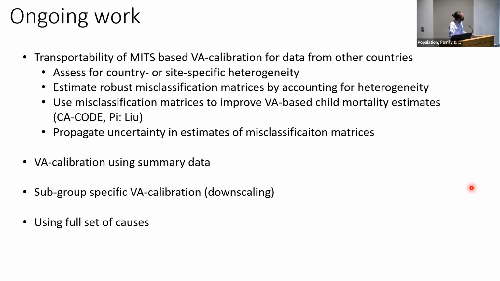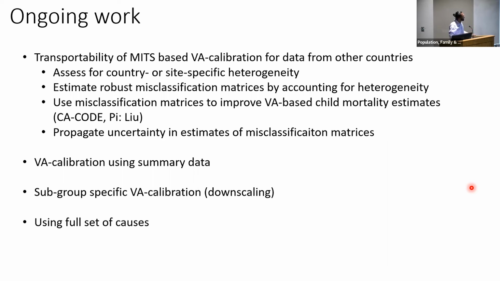And hopefully we can get to that, and then we can use that to extrapolate and calibrate VA-based mortality estimates in other studies. I'm very excited to work with Liu on this CA code project, where we can use these misclassification matrices as an input and calibrate the CSMFs from VA studies. Another methodological piece is that we don't get just one single misclassification matrix. We get a fully Bayesian estimate, so we have the uncertainty, and the question is how to propagate that when it is used in downstream analysis.